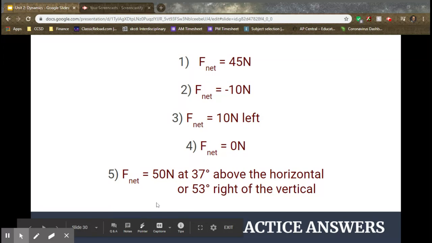Now, number 5. You should have gotten 50 newtons, but you also have to indicate a direction. You could have said 37 degrees above the horizontal, or depending on how you set it up, you could have gotten 53 degrees right of the vertical. I'm going to go into how to solve number 5. All right, so just bear with me. If you didn't get that one or you got it wrong, we'll go through it together.